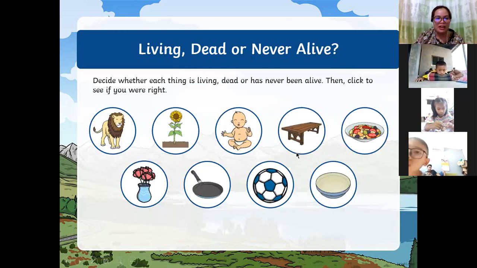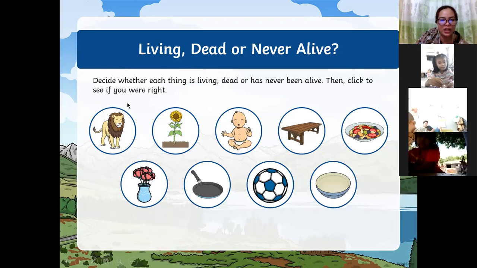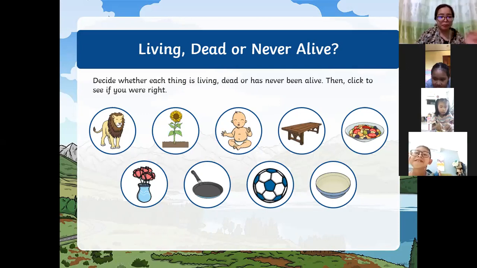So let's proceed. Decide whether each thing is living, dead, or has never been alive, then click to see if you were right. For example, what do you call this one? This is a lion. Good. So the lion is what? What do you think? Is it living, dead, or has it never been alive? Dead.